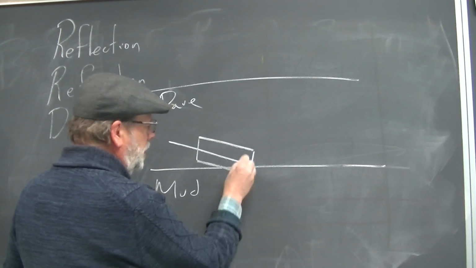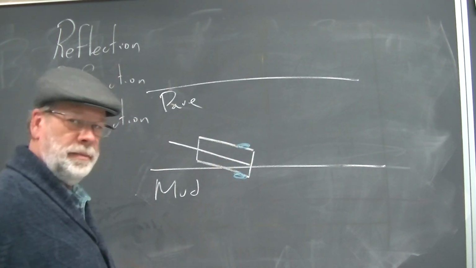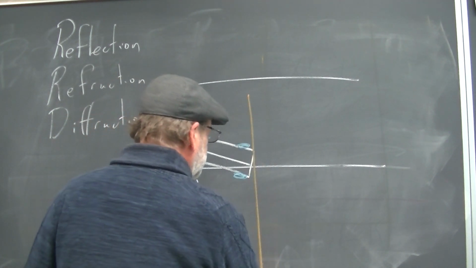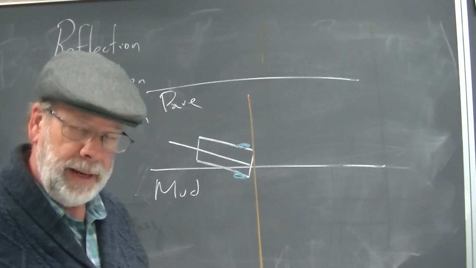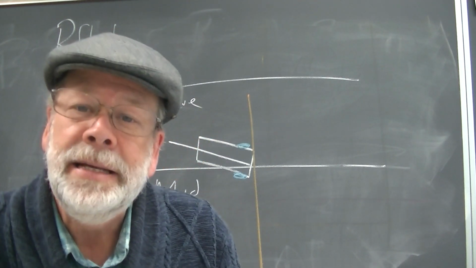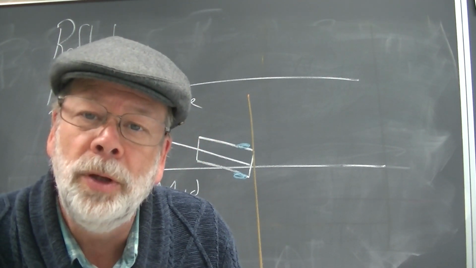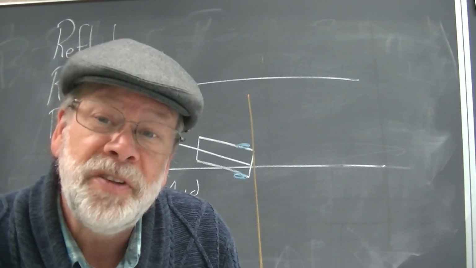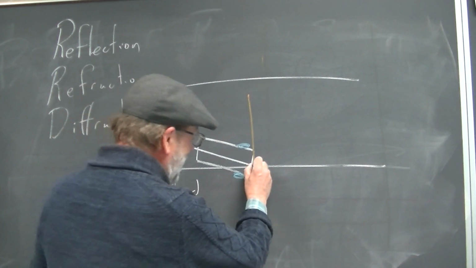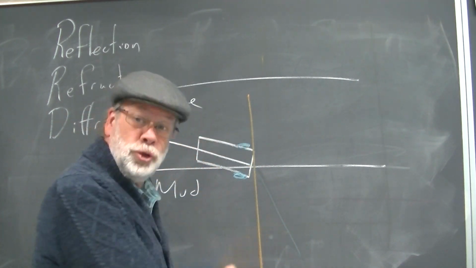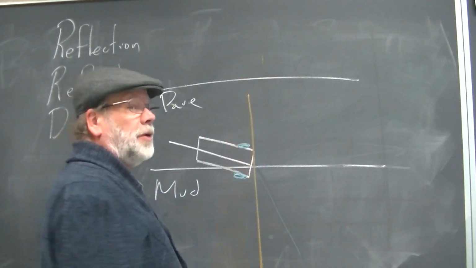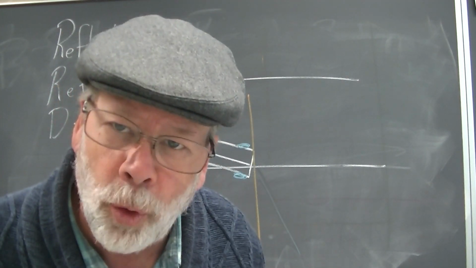This tire is in the mud, this tire is in the pavement. So let's draw the normal at the point of intersection here. Now the question is: is this car going to be pulled towards the mud or repelled from the mud? If it's pulled towards the mud, it's going to angle down and angle toward the normal. That's how we would express it. If it is pushed away, it would angle away from the normal.